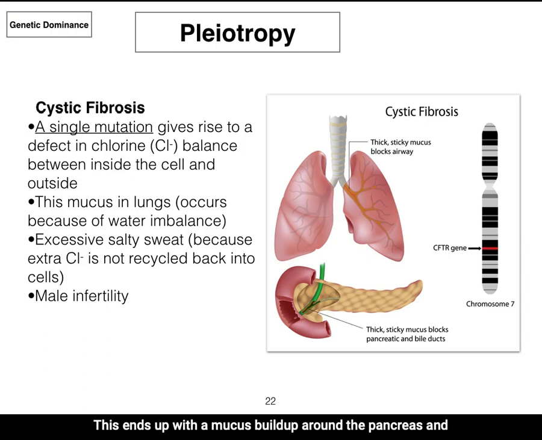This ends up with a mucus buildup around the pancreas, the lungs, the digestive tract, and other organs, leading to multiple effects. There's also poor absorption of nutrition in the intestine, as well as chronic bronchitis and the recurrence of bacterial infections. Cystic fibrosis also results in male infertility. Untreated cystic fibrosis can cause death by the age of 5. Daily doses of antibiotics stop the infections. Gentle pounding on the chest helps to clear the mucus from clogged airways, and other therapeutics can prolong life.